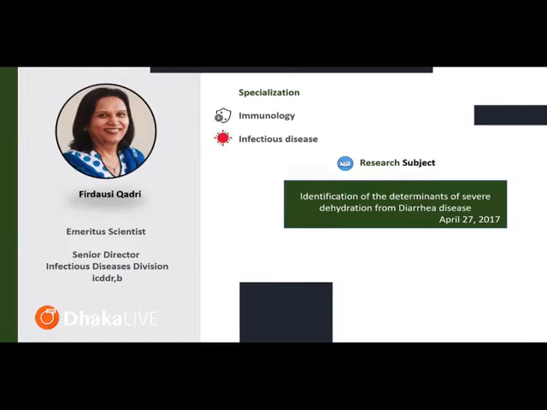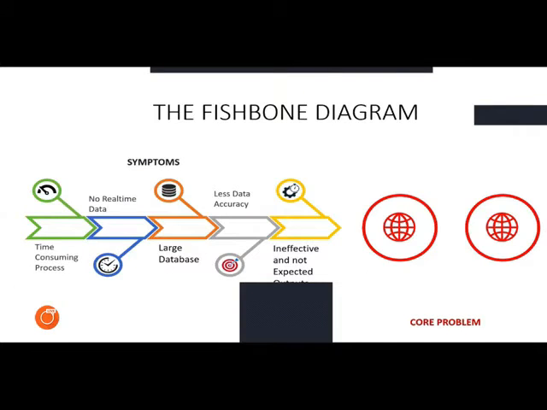Firdausi Kadre, a Bangladeshi scientist, led an extensive research to identify the determinants of severe dehydration from diarrheal disease. They worked on this research for over 1 year, where they had to go through the evidence from 22 years of admissions in hospitals of Bangladesh. If we take a closer look, we can see a slow, long process with a huge database to work on, which does not promise high accuracy as these are not real-time data. Lack of real-time data analytics hinders implementing solutions. Therefore, it becomes a time-consuming initiative which is less effective.